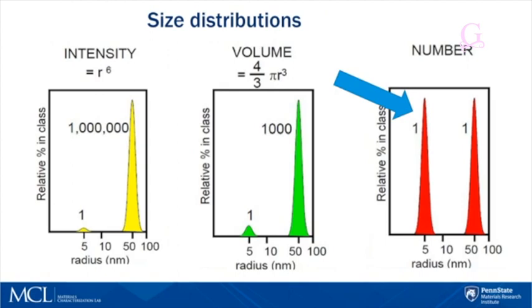However, if you look at the volume distribution, the 50 nanometer particle has 1,000 times as much volume as the 5 nanometer particles. For DLS, we normally report size distribution by intensity. Note that intensity is proportional to the radius of the particles to the power of 6. So this technique is very sensitive to the presence of larger particles or aggregates.